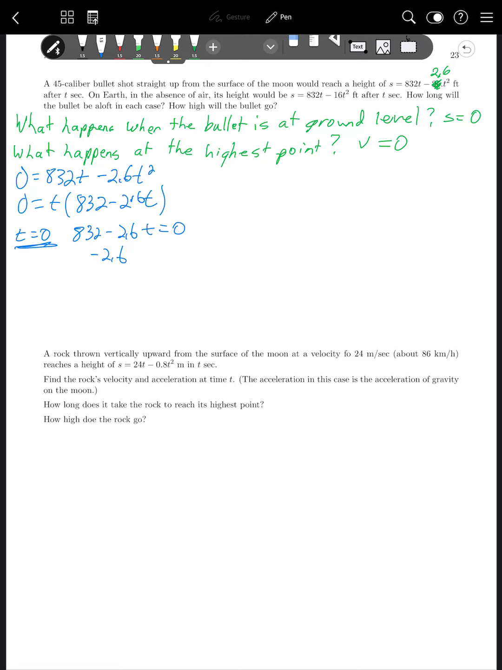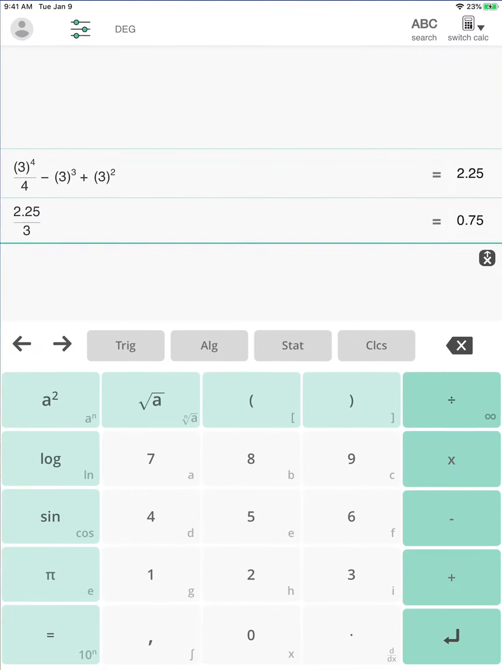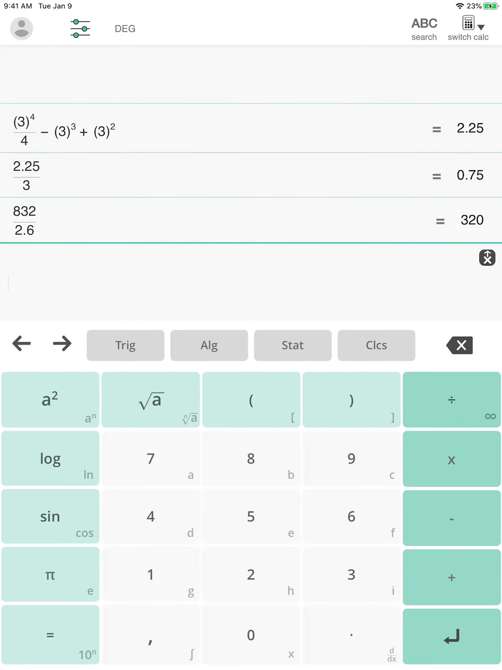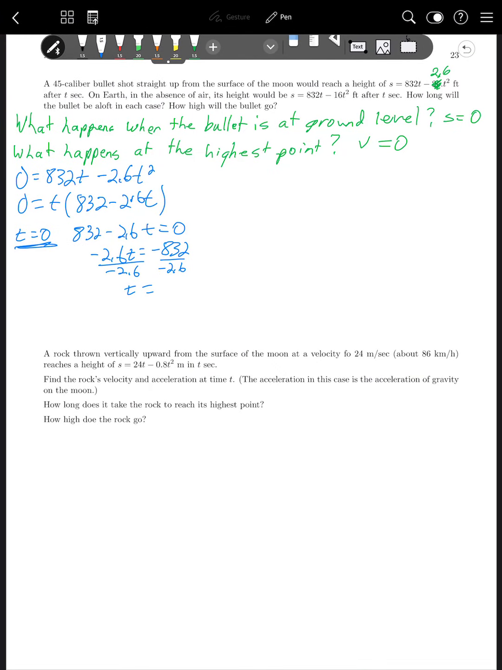So negative 2.6t equals negative 832, divided by negative 2.6, and we get t equals 320 seconds. So on the moon, the bullet would take 320 seconds to come back down to ground level. And then we can do the same thing for Earth.